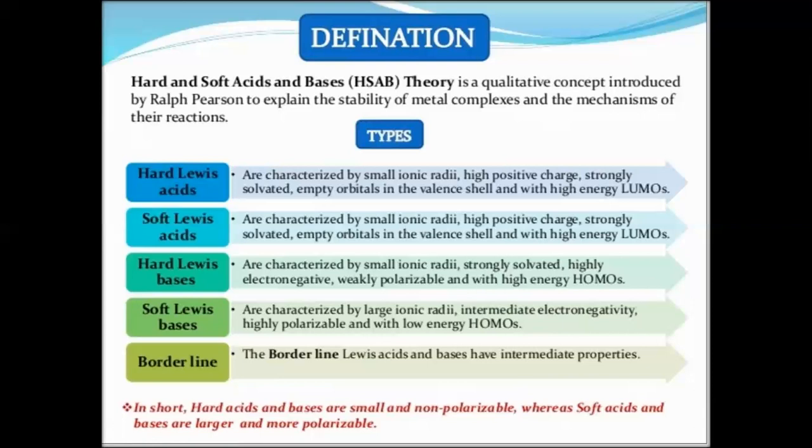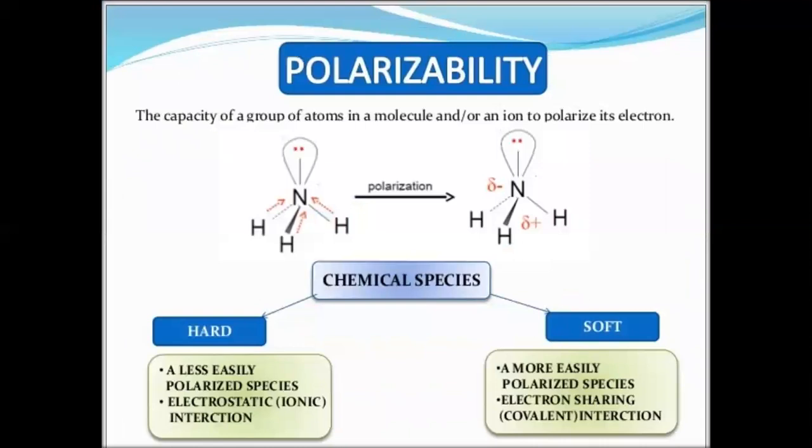Ahrland, Chatt and Davies have divided metal ions into two types or classes. Now, what is polarizability? We'll see. The capacity of a group of atoms in a molecule or an ion to polarize its electrons is polarizability.